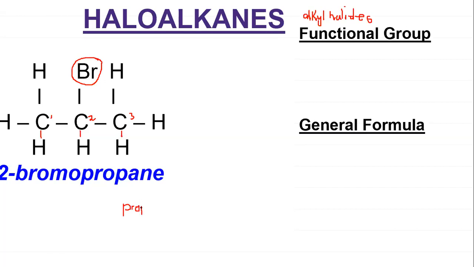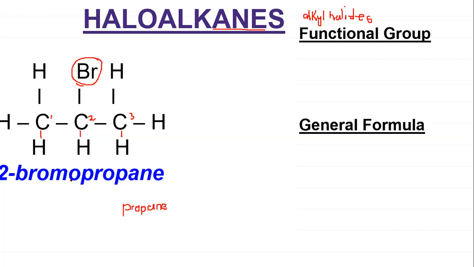It's going to be a prop. And because it's a haloalkane, then it's going to end with ANE. So this is then a propane. So the longest chain without breaking, it's a propane. And then we have a bromine there that we need to talk about, the functional group.